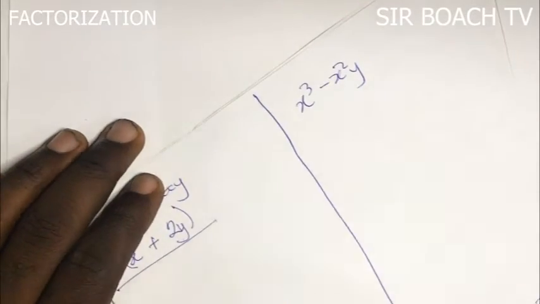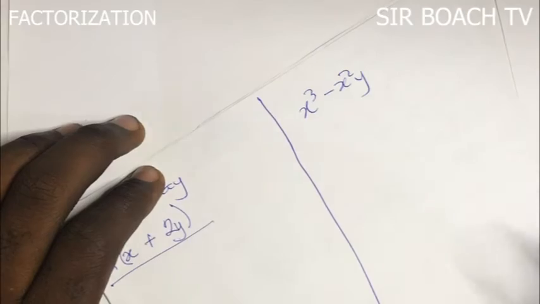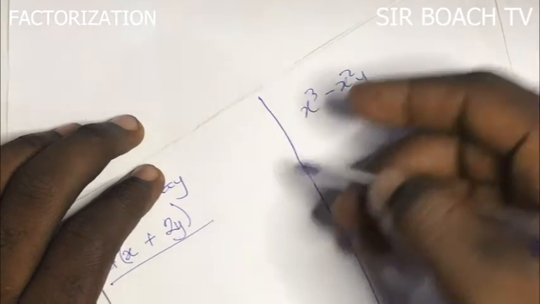Are we good? Now, the next one, we can see we have s cubed minus s squared y. S cubed means that the s's are 3 over here, right?